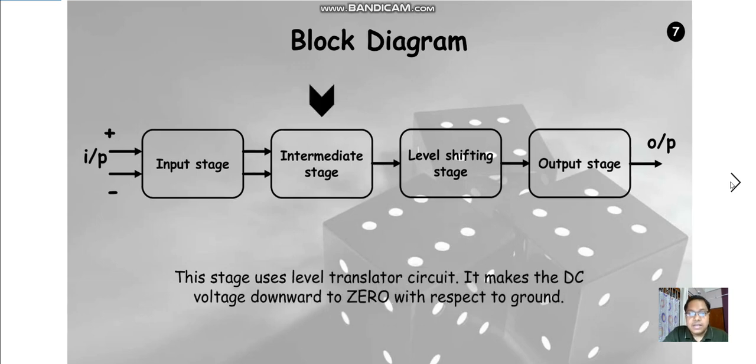Now moving ahead with the intermediate stage, this is mainly used as a level translator circuit. This makes the DC voltage go down to 0 with respect to ground.